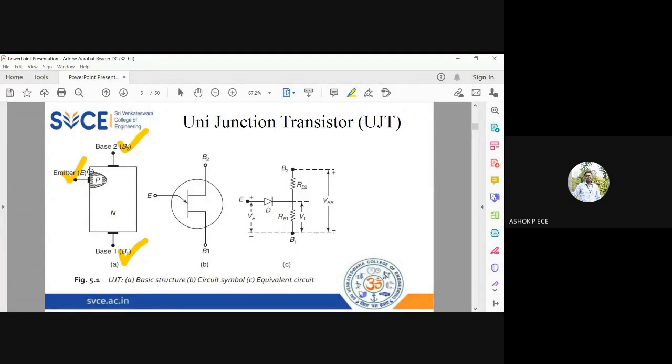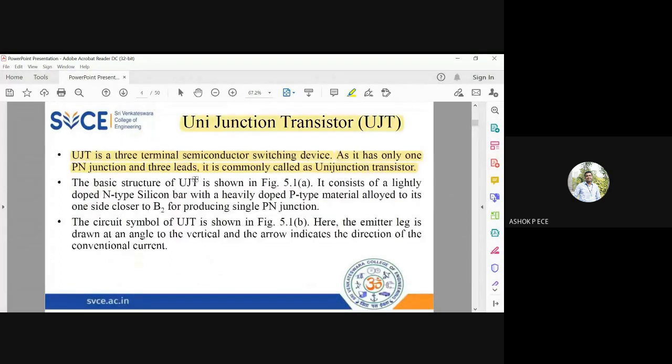So whenever you have a PN junction, you will be having a depletion region formed in between the two regions. So that depletion region is what I have highlighted now. So around the P region, between the N region, you will have the depletion region being formed. Okay, so see here the construction of UJT is very simple.